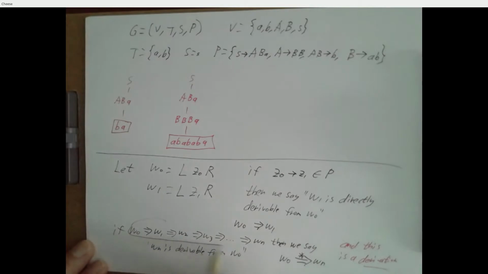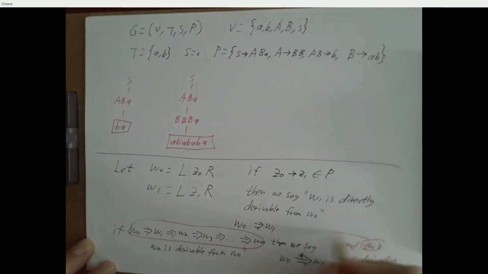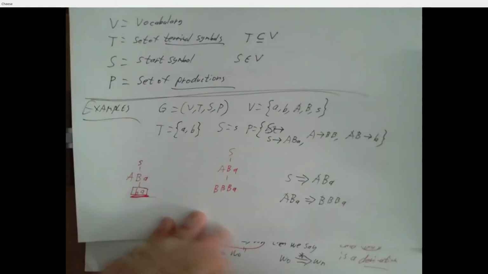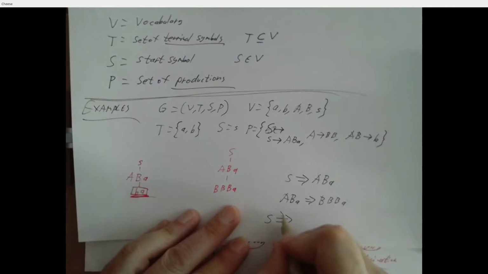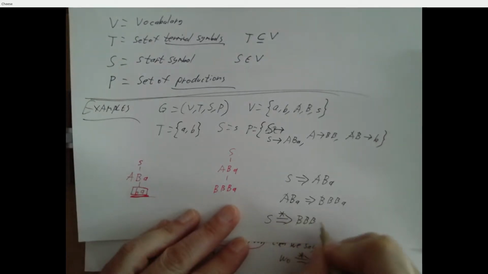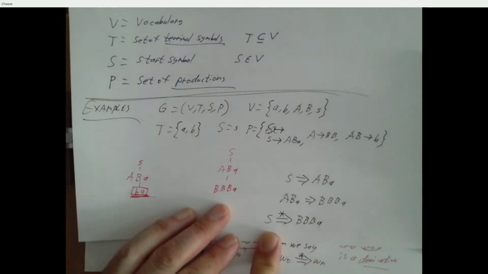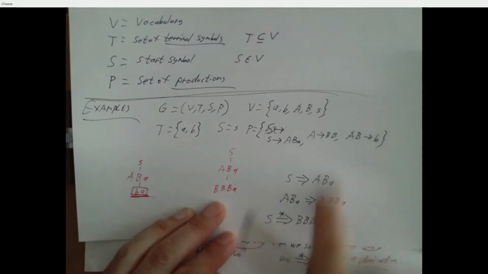And this thing here, we call a derivation. So Wn is derivable from W0, and this sequence of direct derivations from W0 to Wn, that's what we call a derivation. So going back to here, BBBA is derivable from the symbol S. And S goes to that, and that goes to that would be our derivation.